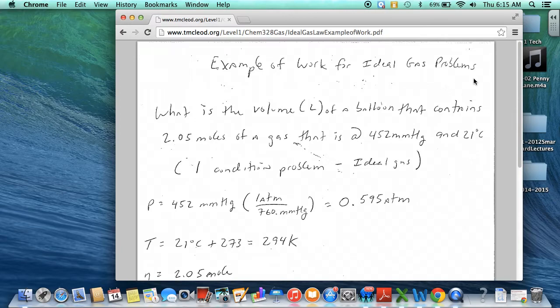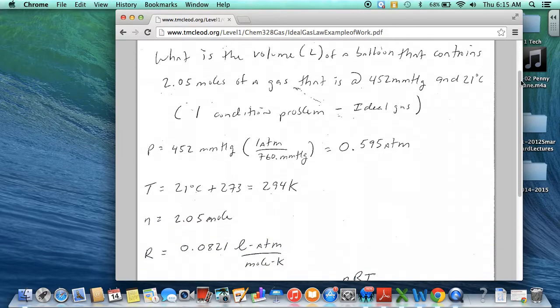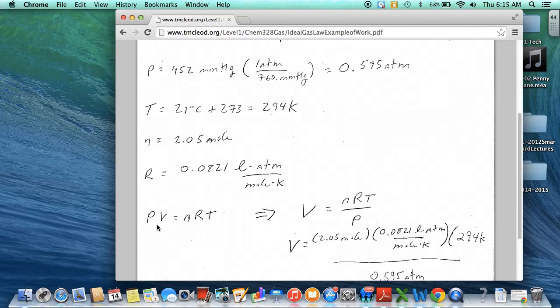If you look at the question, you can see that there is no action verb. Contain is not really an action verb. So there's no decreasing, no compressing, no cooling or heating. So you only have one condition. Basically you have a balloon and you're describing it. Whenever you have a one condition problem, you use the ideal gas law, which is PV = nRT.